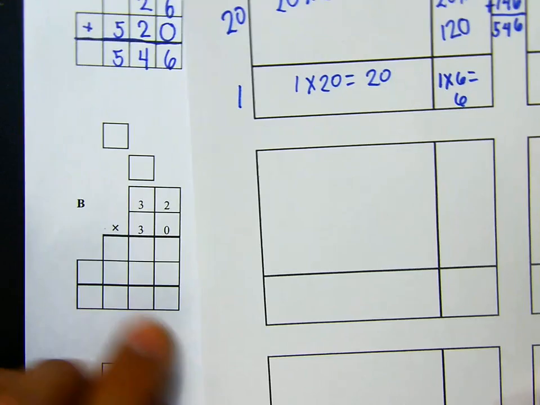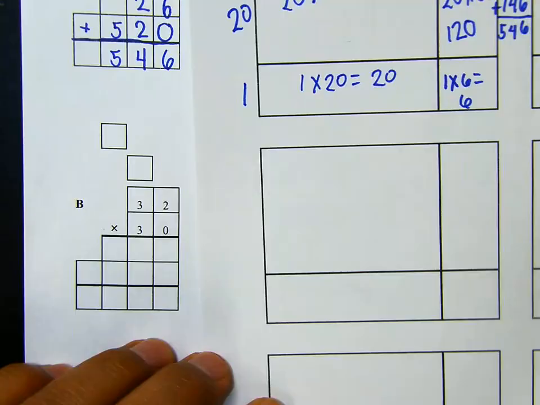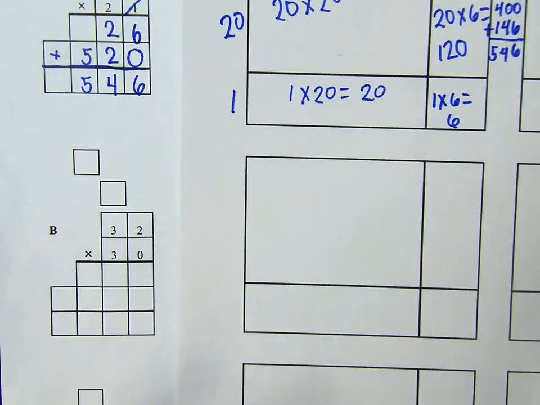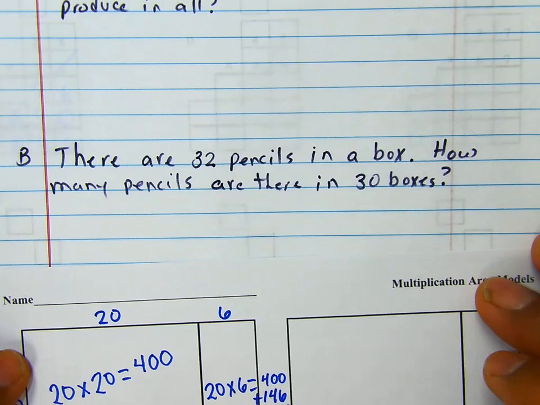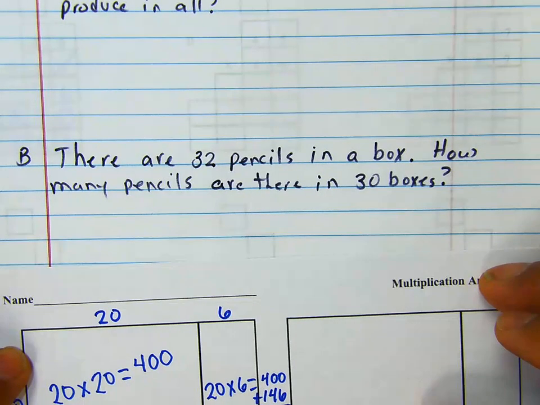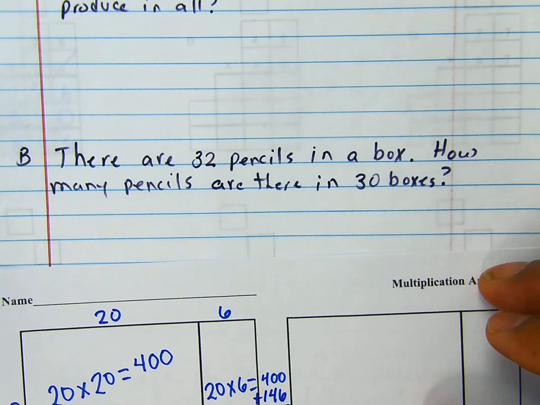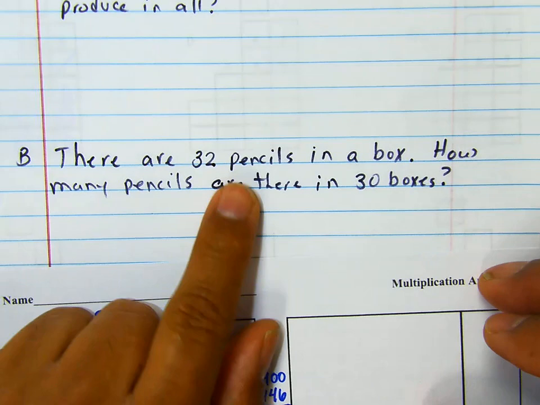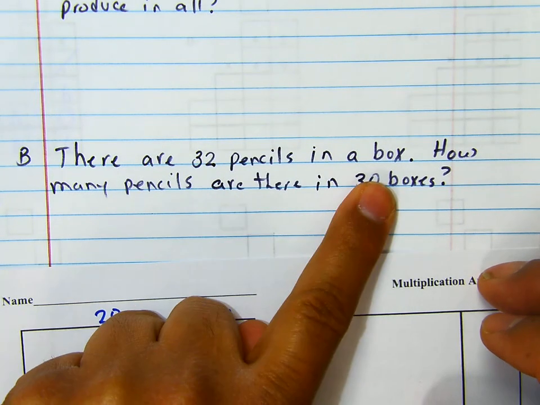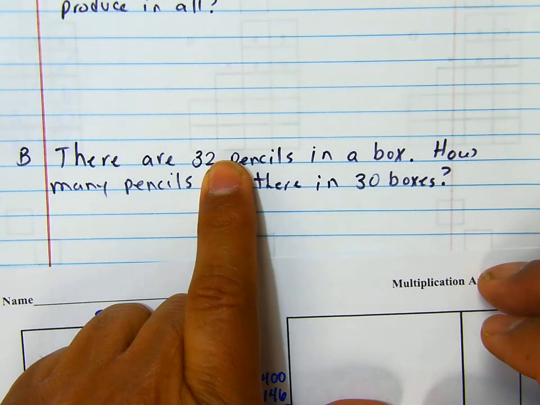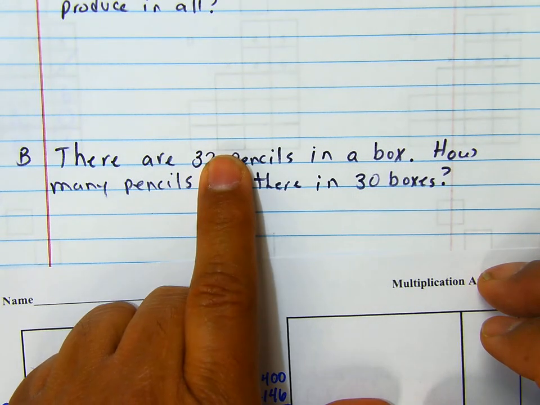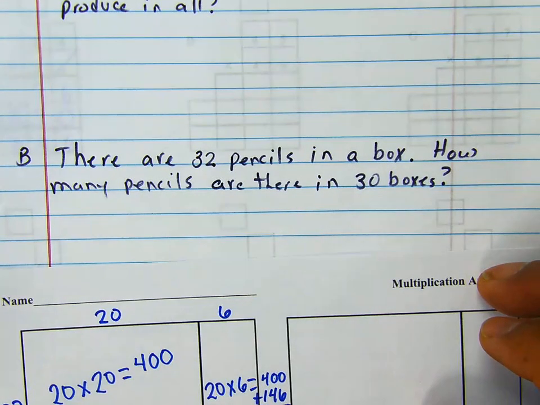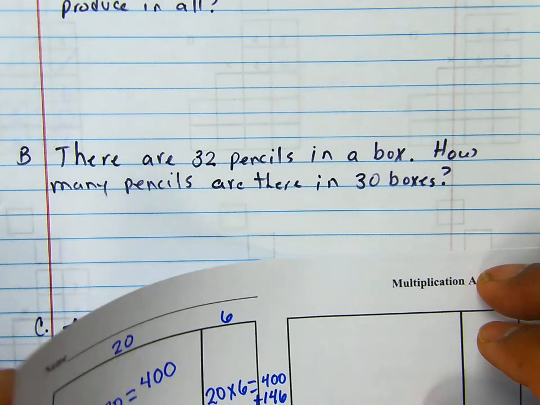All right, our next one is 32 times 30. A possible word problem we can make with that is there are 32 pencils in a box. How many pencils are in 30 boxes? So if there's 32 pencils in each box and there's 30 boxes, we can solve this by multiplying 32 times 30. We have 30 boxes. There's 32 in each box. So we can multiply those two numbers to find out how many pencils would be in 30 boxes.